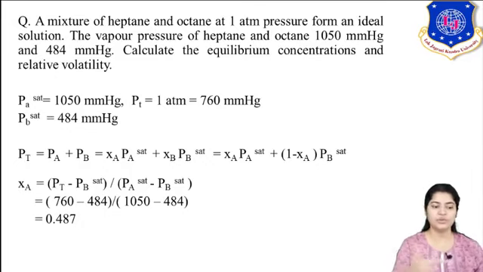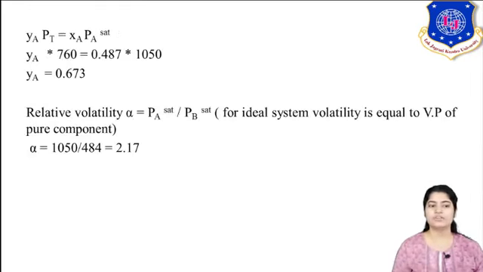Now solving it, you will get XA equal to PT minus PB sat, whole upon PA sat minus PB sat. Now you just have to substitute the values. So XA is obtained that way. Try to practice as much as possible. Be very thorough with the relations of partial pressure, vapor pressure, and total pressure. Try to learn small equations like this. So now I got XA as 0.487.